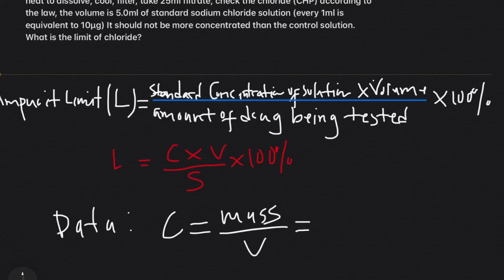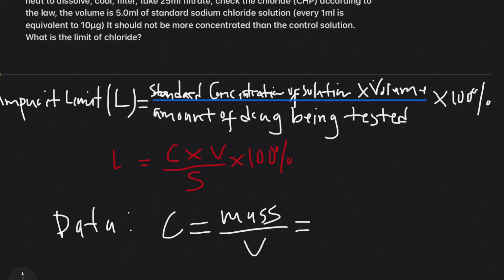We took 2 grams of paracetamol, then added 100 milliliters of water, heated it, cooled, and filtered. Then out of that 100 milliliters, in which the paracetamol had completely dissolved in water, we only took 25 milliliters. That 25 milliliters was the one we checked for chloride content according to the Chinese Pharmacopoeia.